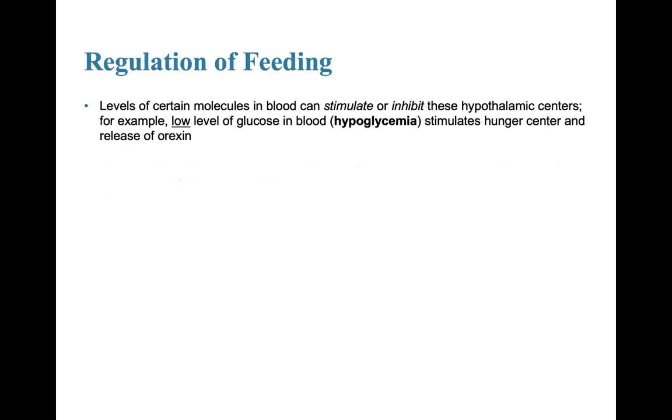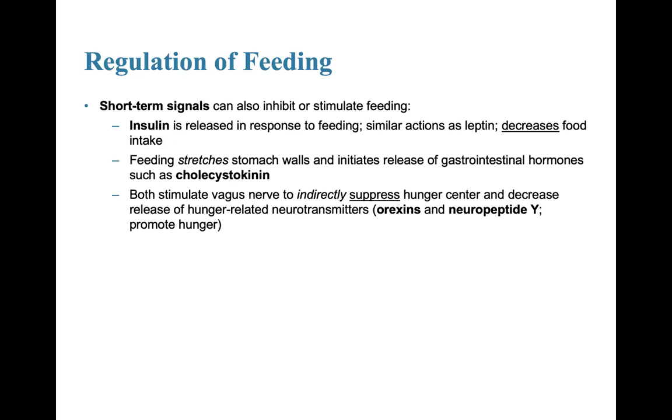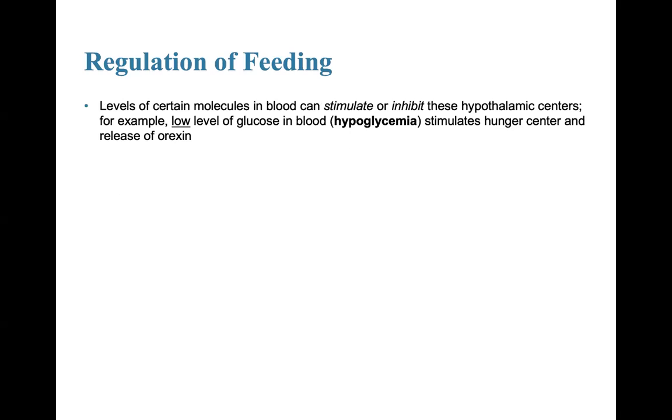And then finally, levels of certain molecules in the blood can stimulate or inhibit these hypothalamic centers. For example, low levels of glucose, or hypoglycemia, can stimulate the hunger center and release neurotransmitters that promote hunger, such as orexin. And again, that's going to be it for the metabolism chapter here.